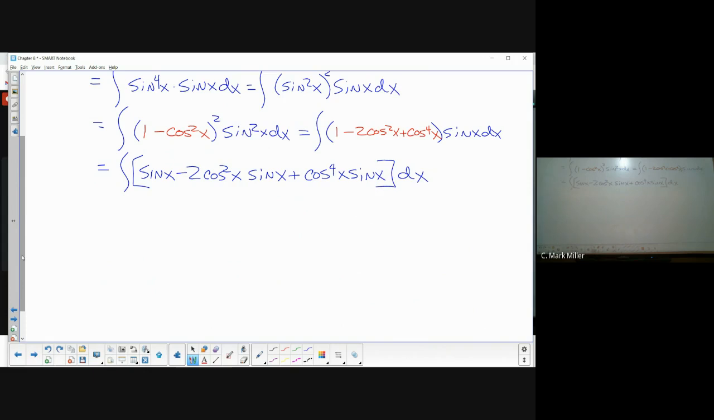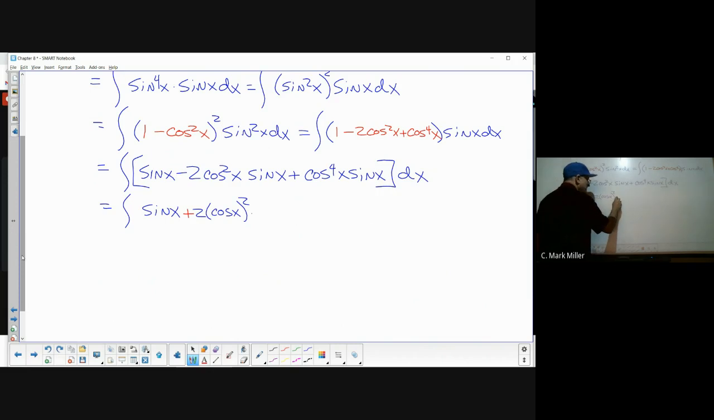You know what? I'm going to put one more step in before I do that. Integral of sine x. Now, here I have cosine to a power. What's the derivative of cosine? Negative sine. So sine is not the derivative of cosine. Negative sine is. So I'm going to convert that negative to a plus, 2 cosine x squared times... now I want you to stare at that until you're convinced that's true.